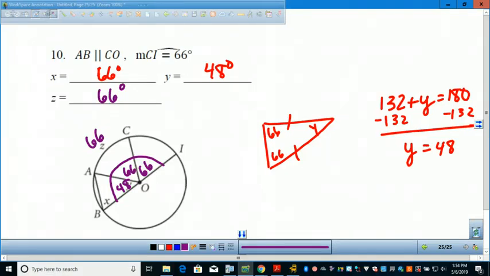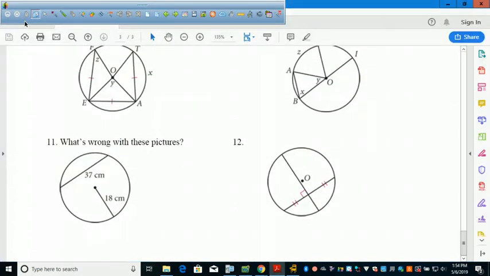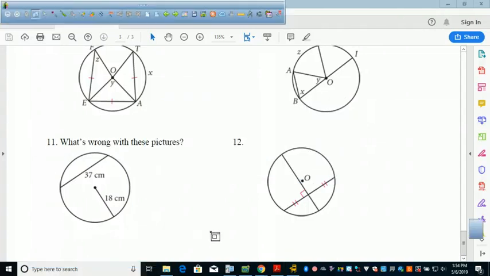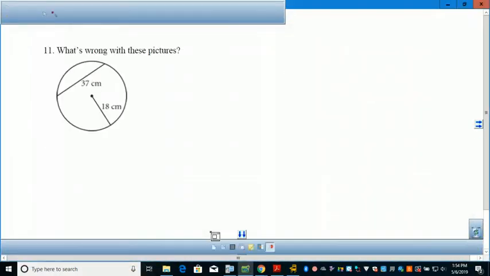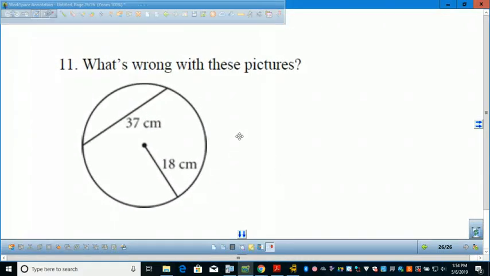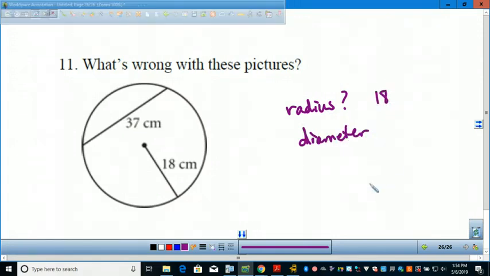Okay, then we have to do what's wrong with the picture. Anyone figure out 11 yet? What's wrong with the picture? 37 should be 36. Close. What's the radius? What's the diameter? If the radius is 18, what should the diameter be?